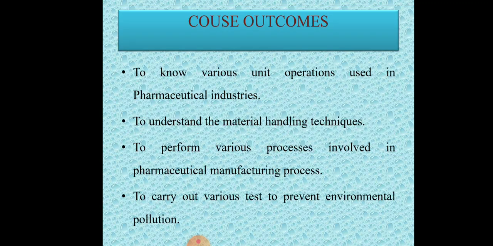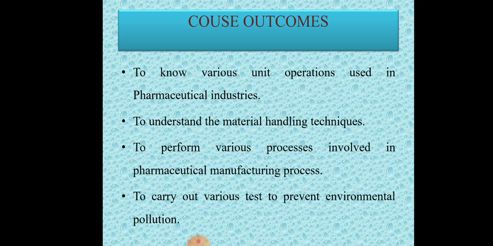Now, what is the course outcome? After the completion of the syllabus, students shall know the varieties of unit operation used in the pharmaceutical industry. Students also understand the varieties of material handling techniques, like how to handle solid material, liquid, and gases. Students also perform the varieties of unit processes involved in the pharmaceutical manufacturing process.